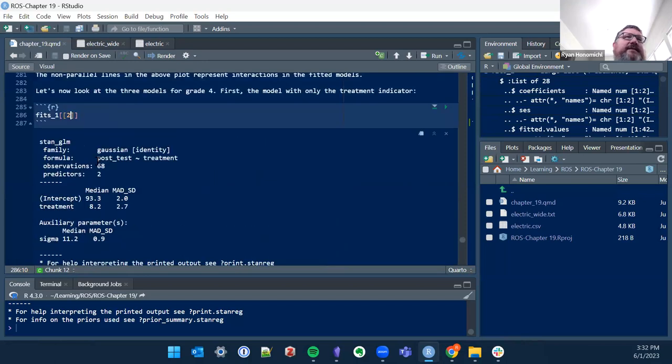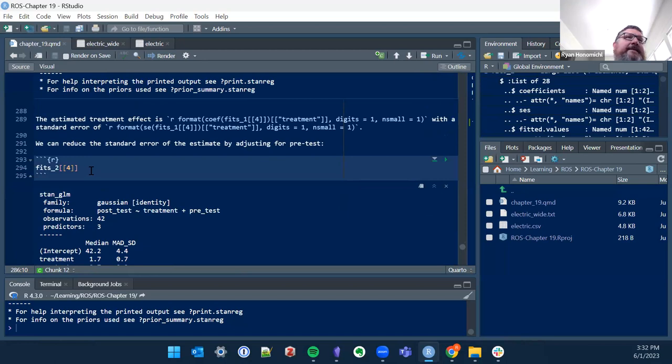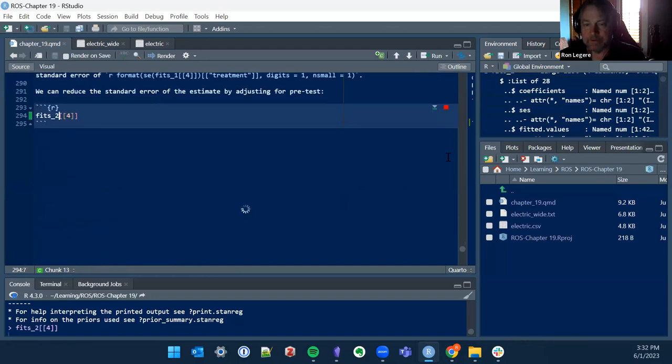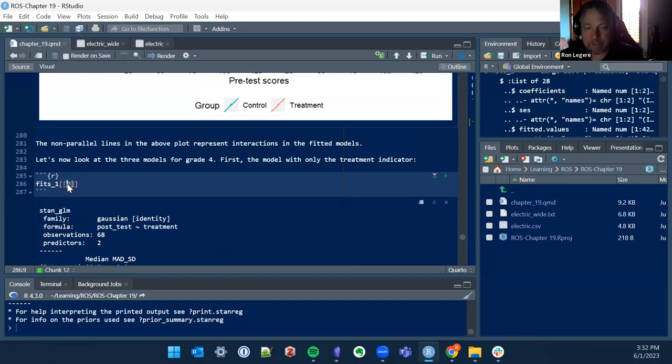Okay, so now fits one is stratified and fits two is stratified plus the pretest. So let me just do this. Let's look up grade four like they're doing. That's fine. Because I'm curious about that one. Okay, so this is 1.2. Let me go back up and rerun and make that one four as well.